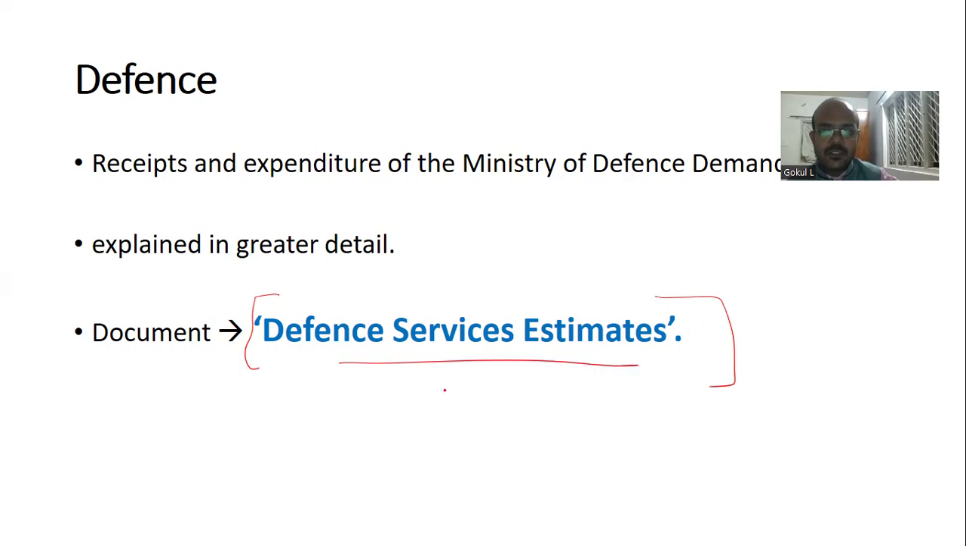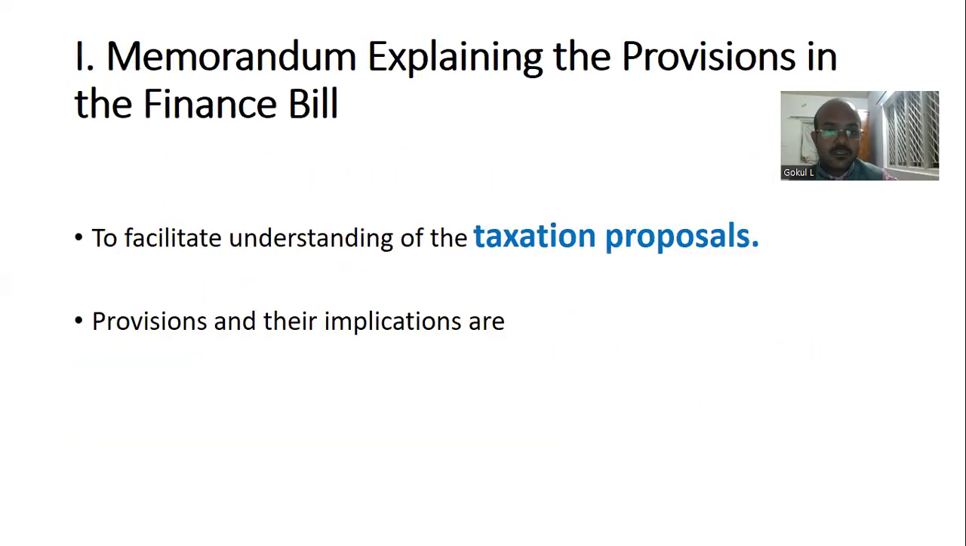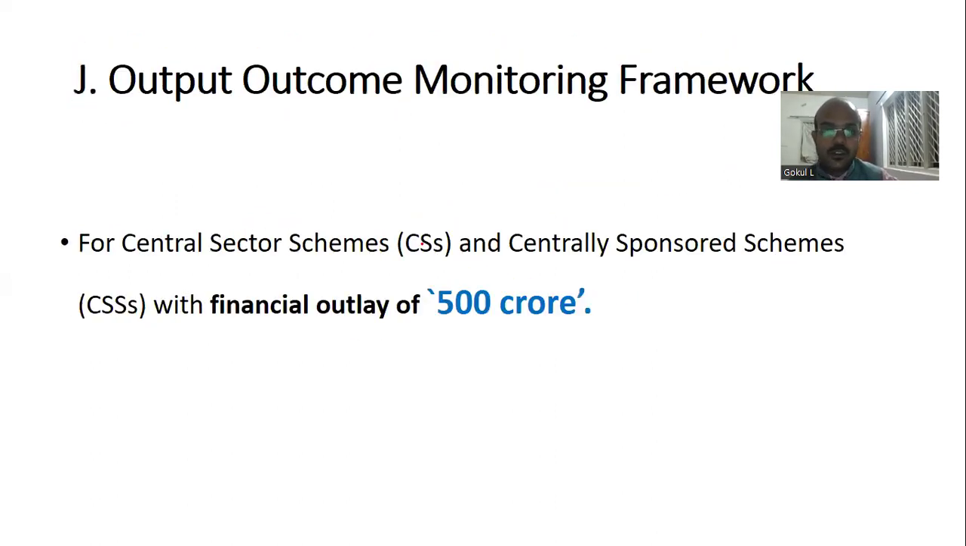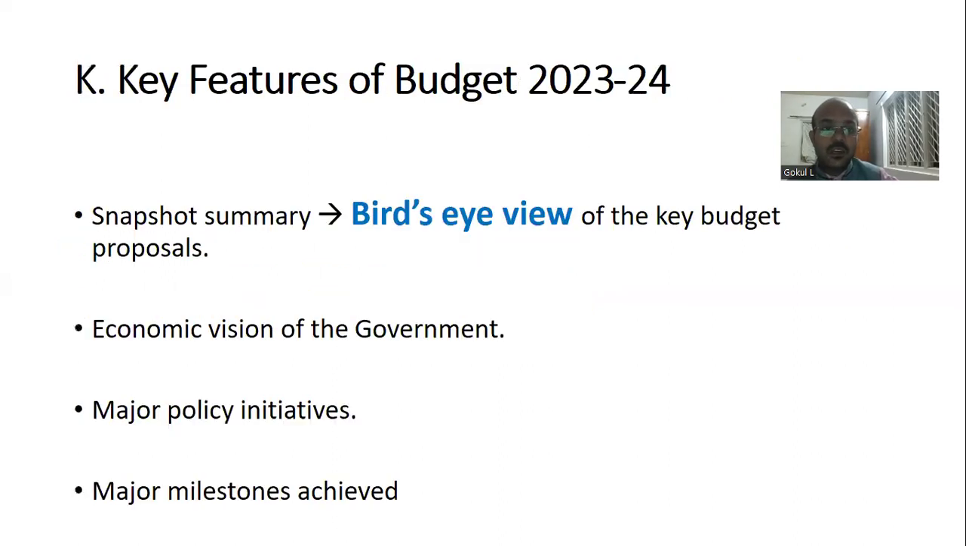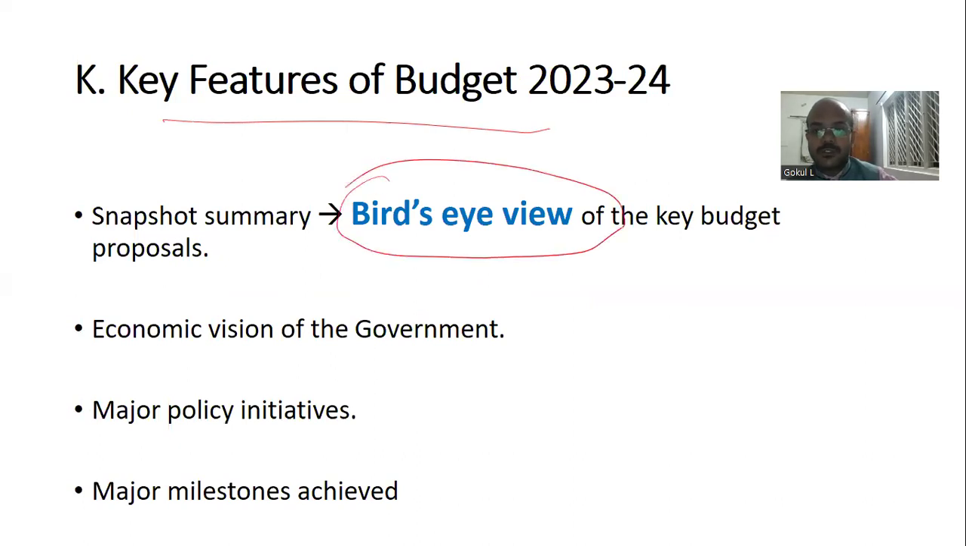Defense services estimates. This is very important, right? Most of the share of our tax amount goes to defense. Budget at a glance. Next, memorandum explaining provisions of the finance bill, and it includes tax proposals. What are the tax proposals that you have? Next, output outcome monitoring framework, which specifically focuses on schemes of more than 500 crores. And the last one is key features of the budget document. It is a bird's eye view.